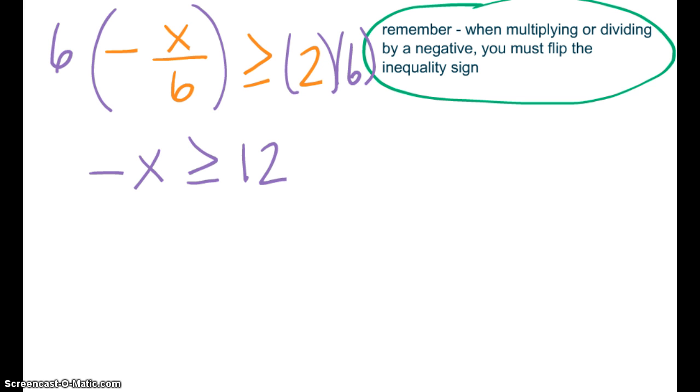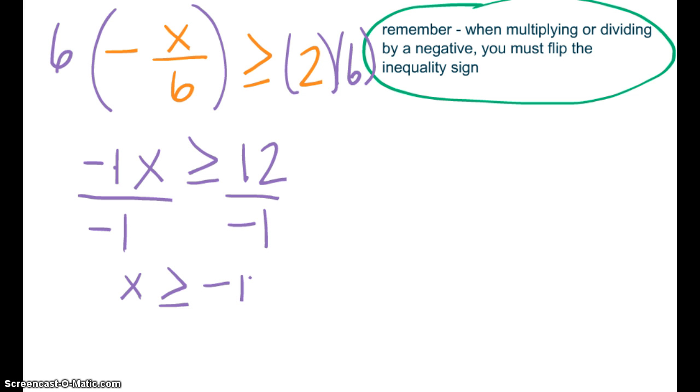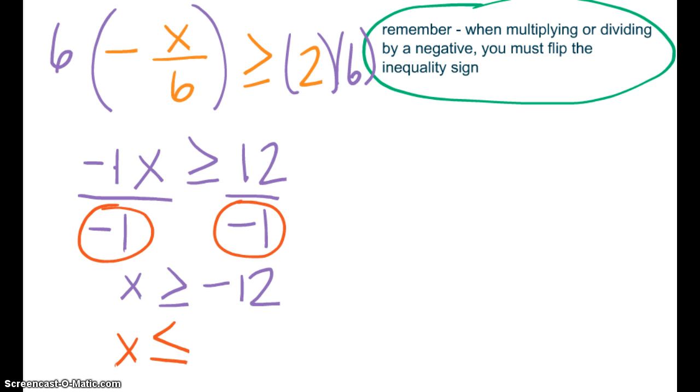So now remember that when you have negative x, that's really just negative 1x. So to get rid of that negative, what we're really doing is dividing by a negative 1. And because a negative divided by a negative is a positive, we're left with x is greater than negative 12. But remember what we did. We divided by a negative, so we have to flip our inequality symbol. So x has to have a value less than or equal to negative 12.